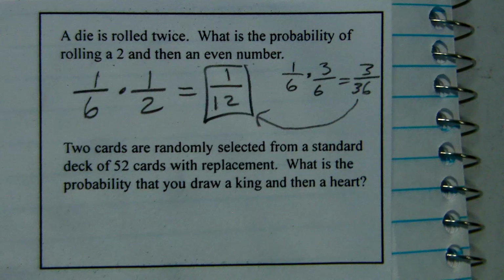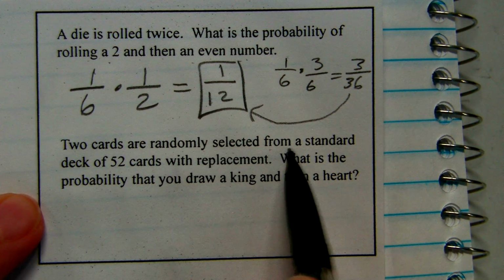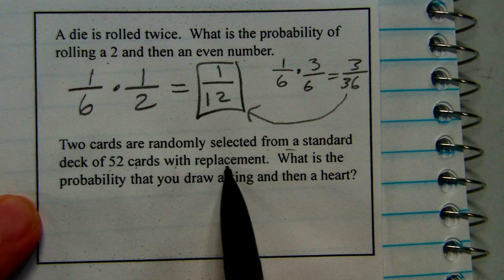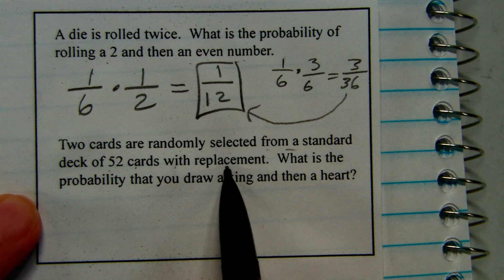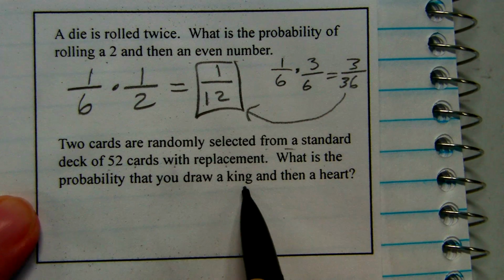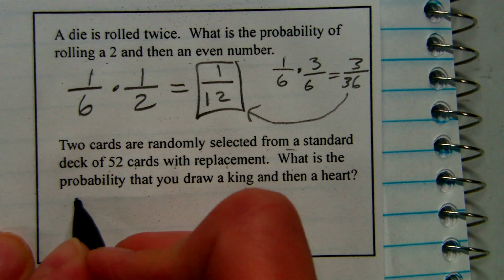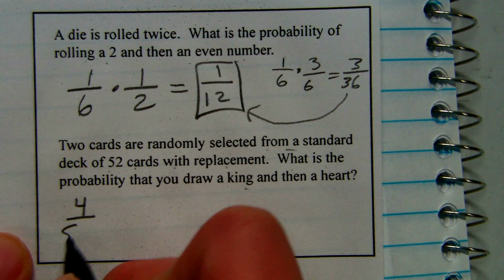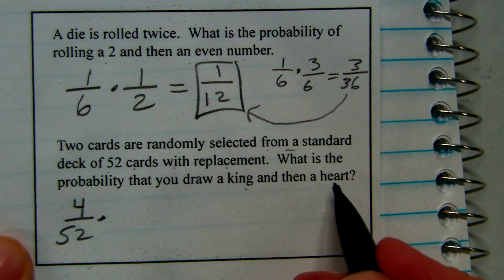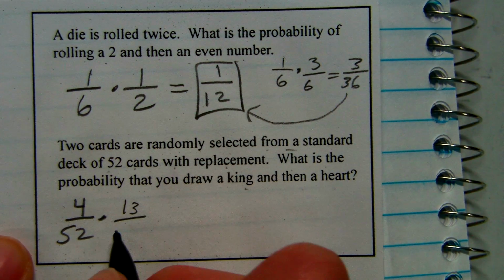Same thing. All right, so on the next example, it says 2 cards are randomly selected from a standard deck of 52 cards with replacement. That's important. They're putting the cards back. So you could, in theory, draw the same card twice. What is the probability that you drew a king and then a heart? So how many kings are there? 4 out of 52. And then you're putting that one back. And then how many hearts are there? 13. So there's 13 in each suit.